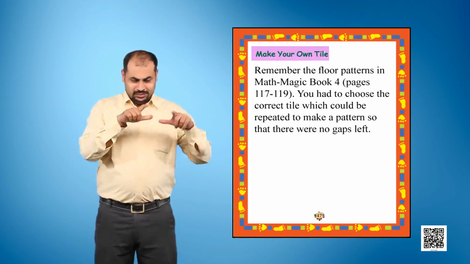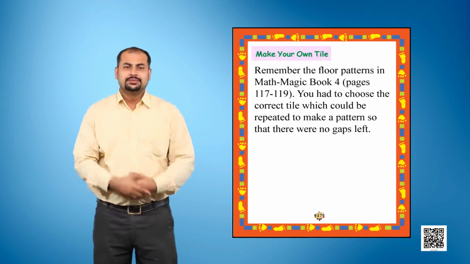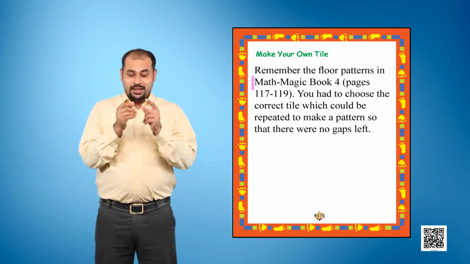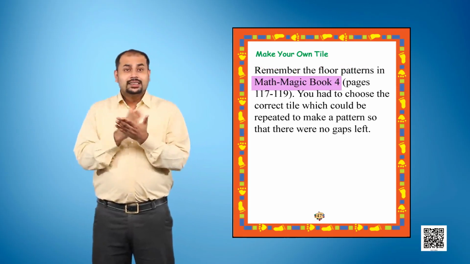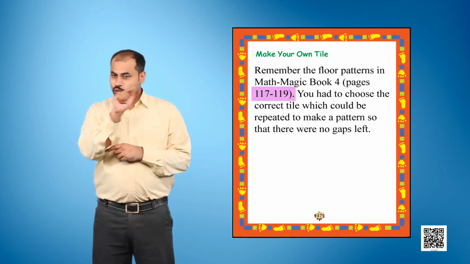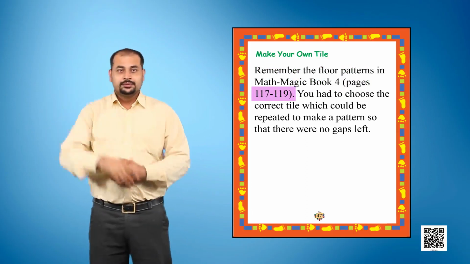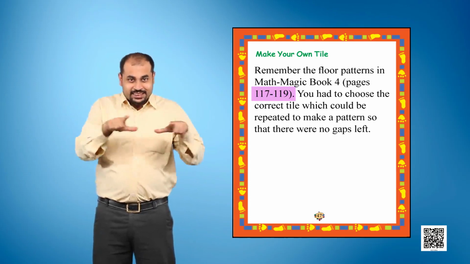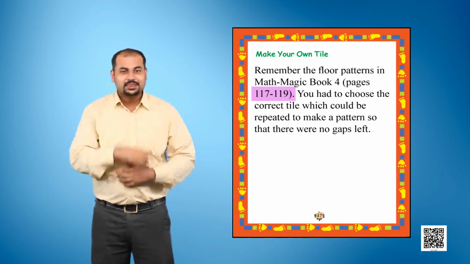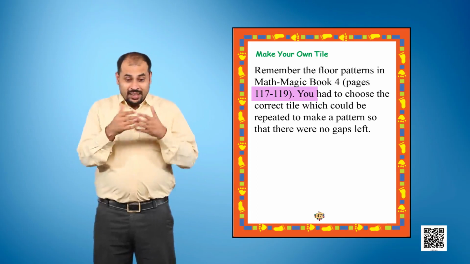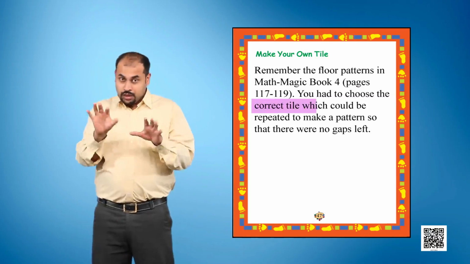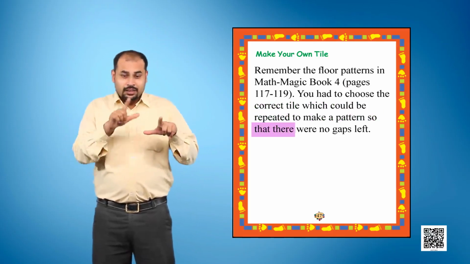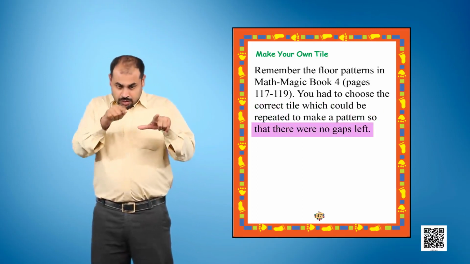Make your own tile. Remember the floor patterns in Math Magic Book 4, pages 117 to 119? You had to choose the correct tile which could be repeated to make a pattern so that there were no gaps left.